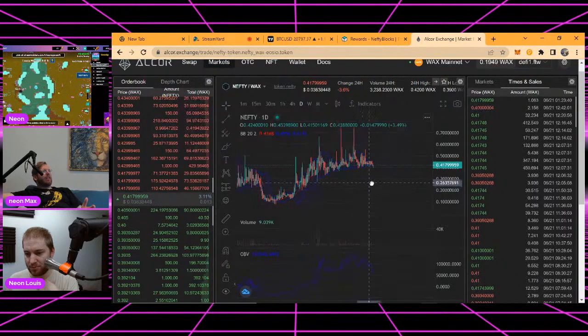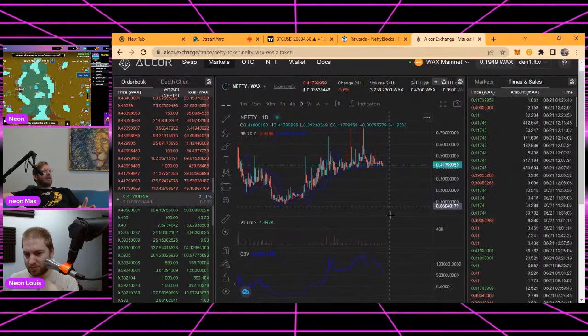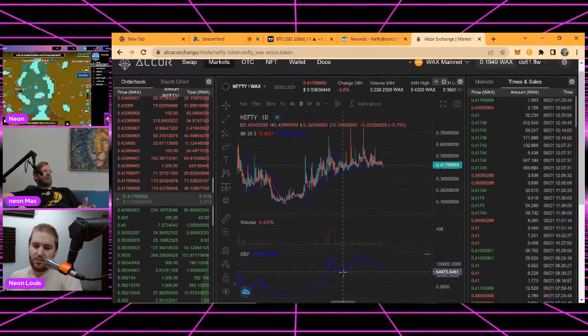Here we go. On the 1 day though, we are seeing an on balance volume drastically below. Toon was asking, how do you see your liquidity on Alcor? I only see that on the Nefty rewards page.